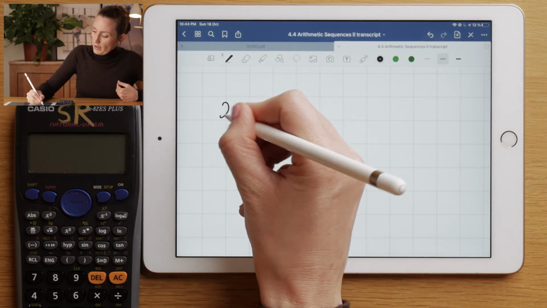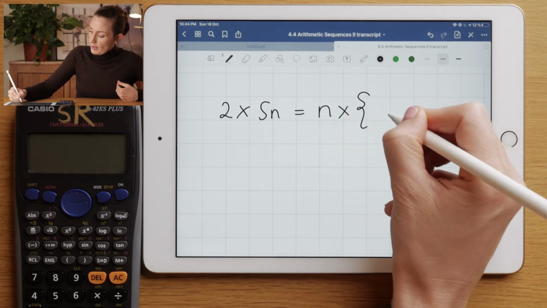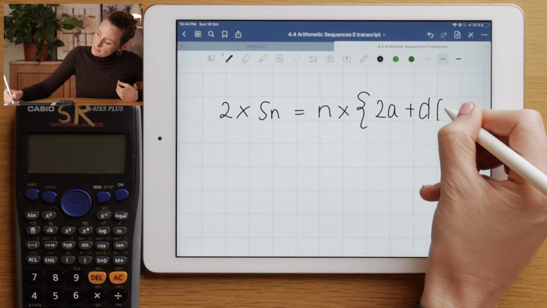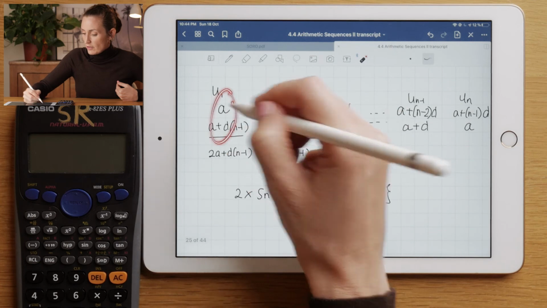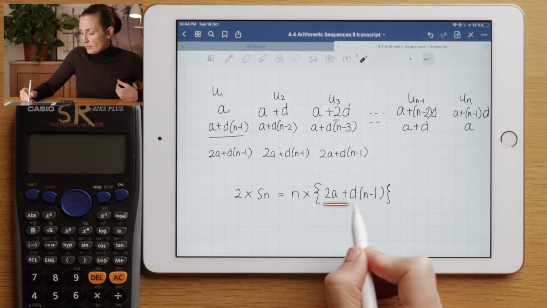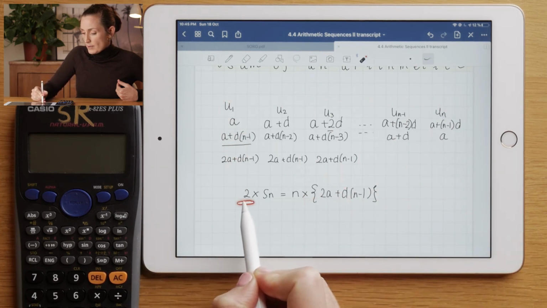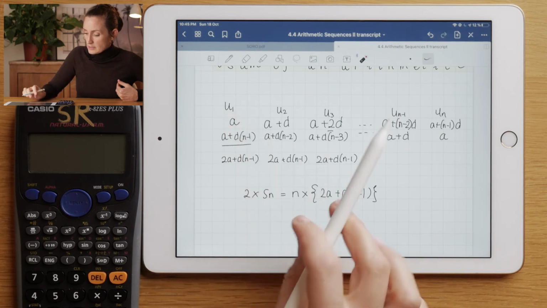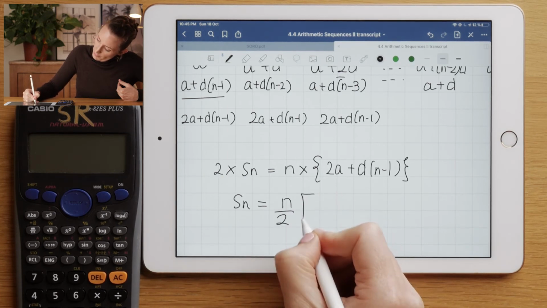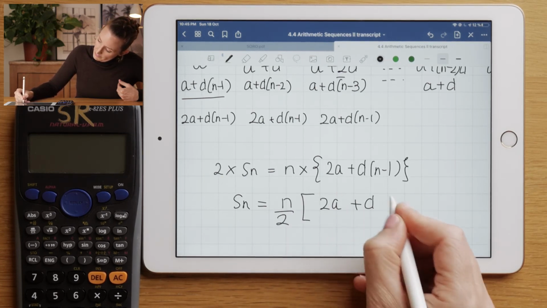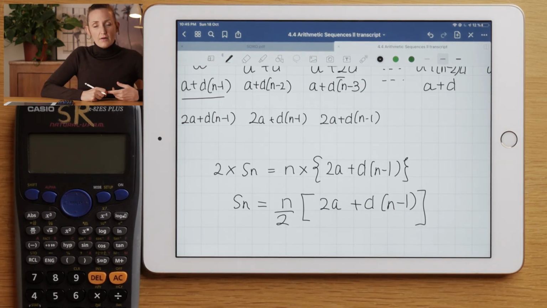The sum that we want to find, or twice the sum that we want to find, must be n times by 2a plus d times n minus 1. We know that each time we add the first and the last, or the second and the second last together, this is our answer. We know that there are n of them, but that gives us twice as many because we've used each term in the sum twice. So to find the sum, all we need to do is divide by 2. You might want to use a big square bracket to separate it out like this. And this is the formula for the sum of an arithmetic sequence.